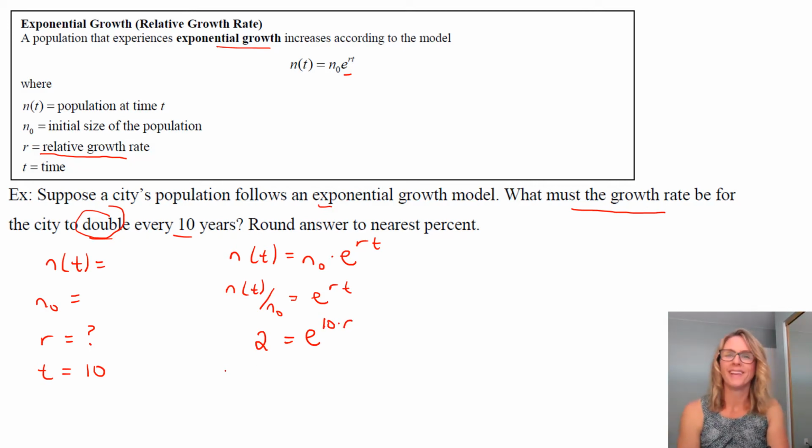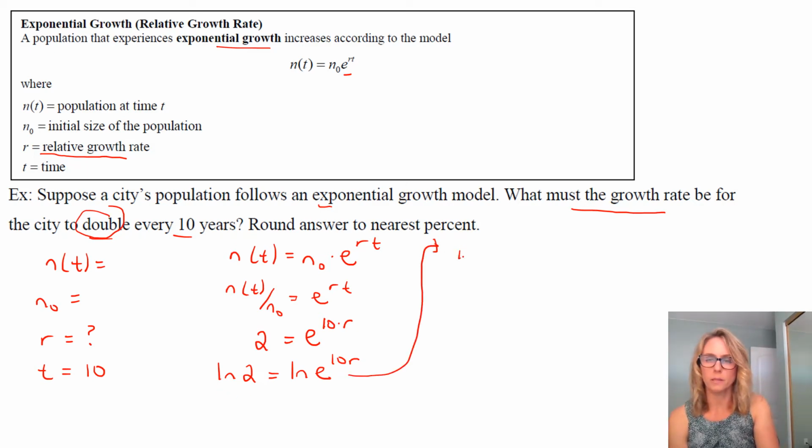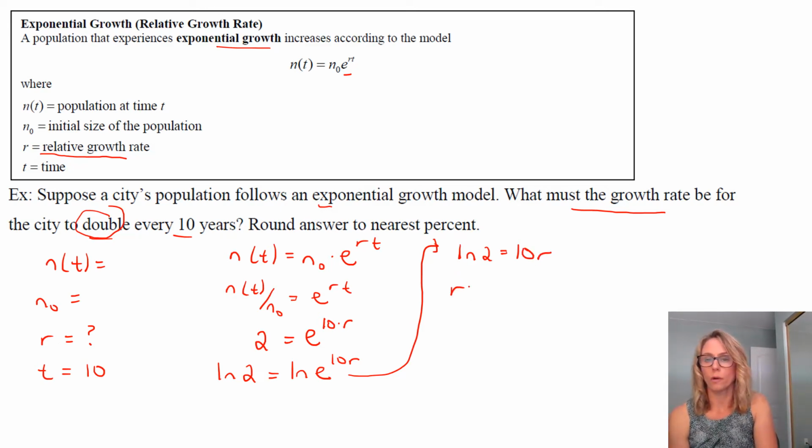Now it's time for some logarithms. Because we have e, the best thing to do to free that r, we are trying to solve for the growth rate r, is to use ln. So I'll use ln on both sides. And what that'll do is give me ln 2. I'm going to just move it up over here for space. So I'll have ln 2 equals, and then I'm taking that ln of e so that I only have 10r. That's my goal there. And then to solve for r, I'll divide by 10.